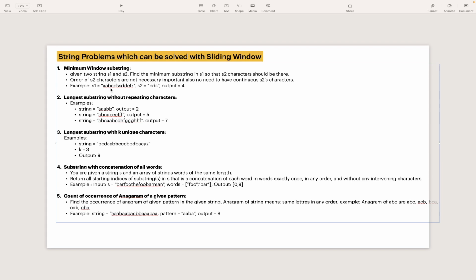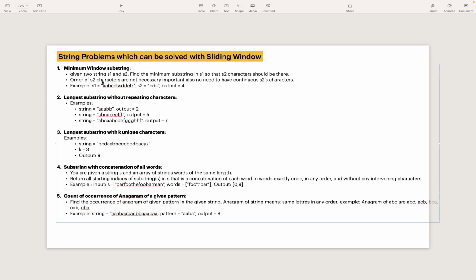For example, s1 is given as a big string and s2 is given as a smaller string. Now you have to find the minimum size substring of s1 where s2 characters are available. So here it's s2 characters, right?